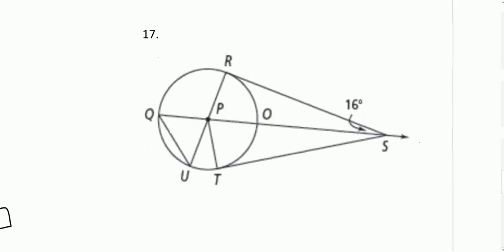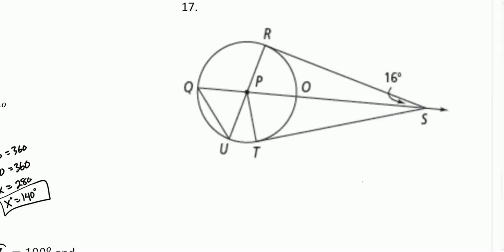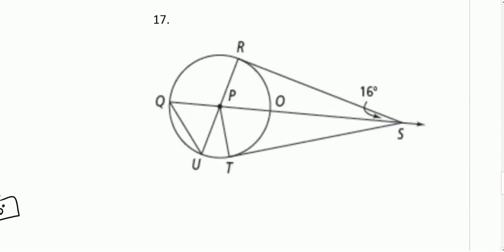Number 17. So in 17 there are no clear instructions, but let's see what we can figure out. So first of all, we see that RS is tangent to the circle, and that meets at a 90-degree angle. Also ST is tangent to the circle. PT is a radius, so is PR, so is PQ, so is PU.